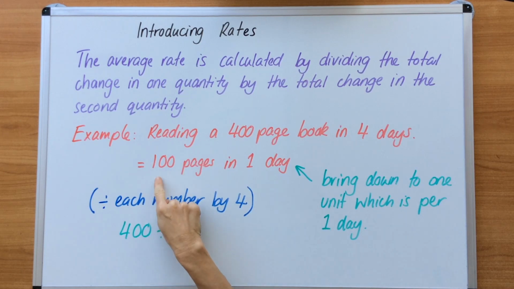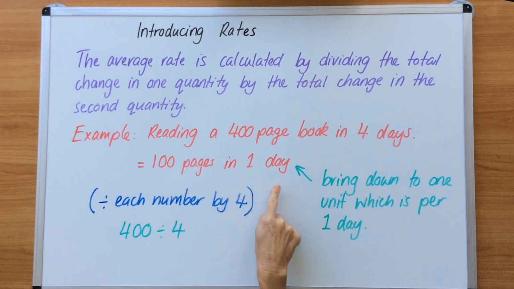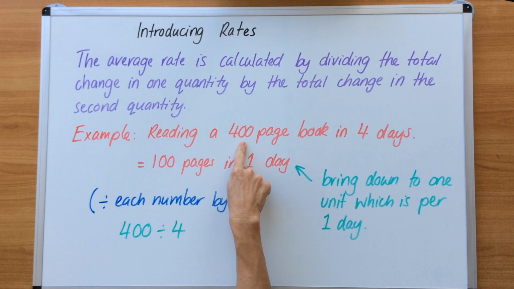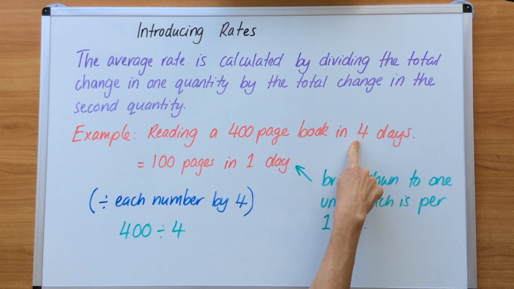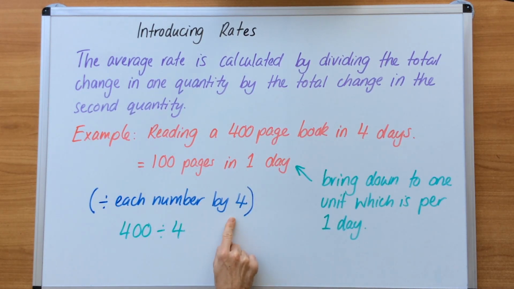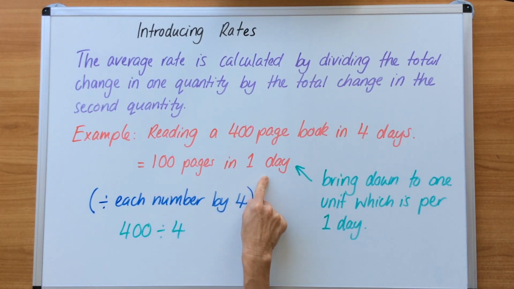That breaks down to 100 pages in 1 day. So we bring it down to 1 unit, which is per 1 day, and you have to divide this number and this number by 4. So you divide each number by 4, and 400 divided by 4 gives you the 100 pages in 1 day. So again, you have to divide the total change in one quantity by the total change in the second quantity. Both numbers will be divided by the same number, and that would be brought down to a 1 unit or a per 1.